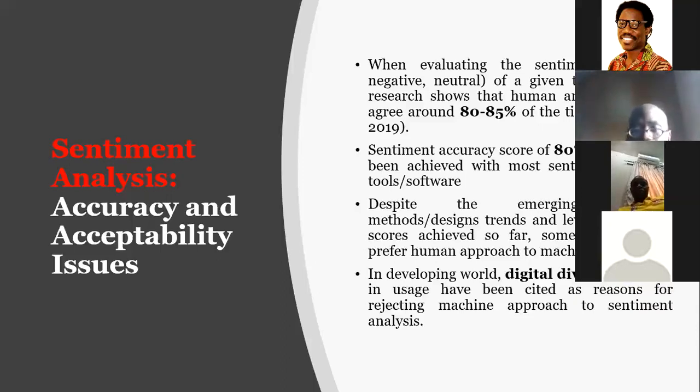So now, despite the emerging research methods and design trends and the level of accuracy score achieved so far, some scholars still prefer the human approach to the machine approach. So we actually need to look at that. But as time goes on, there's no way around it. We need to key into the global conversation by making use of these tools. However, we can state the limitations. By the time you get to the point where they say, okay, we need to take some caution in implementing the findings of a study, we do so by stating limitations. So in the developing world, digital divides and gaps in usage have been cited as reasons for rejecting the machine approach to sentiment. I've discussed this one before.